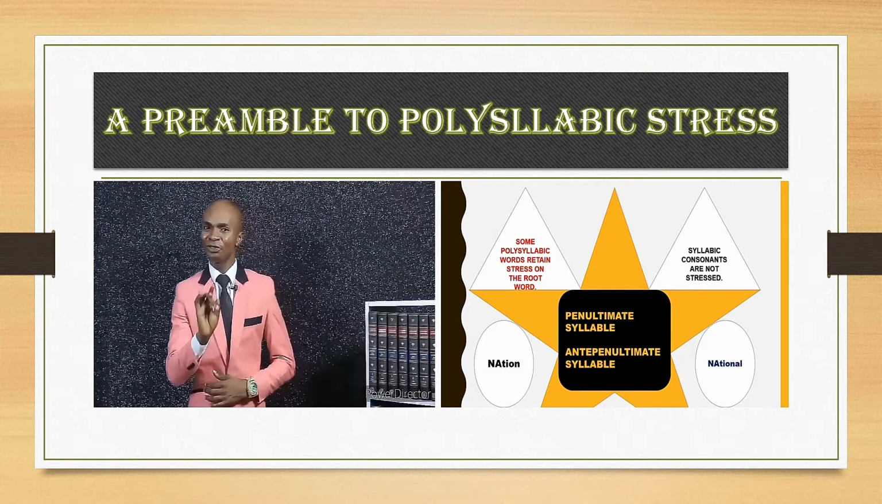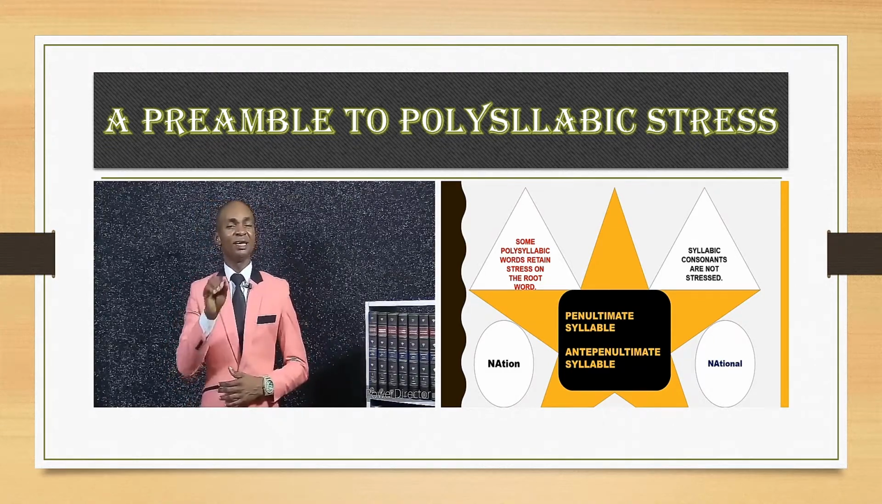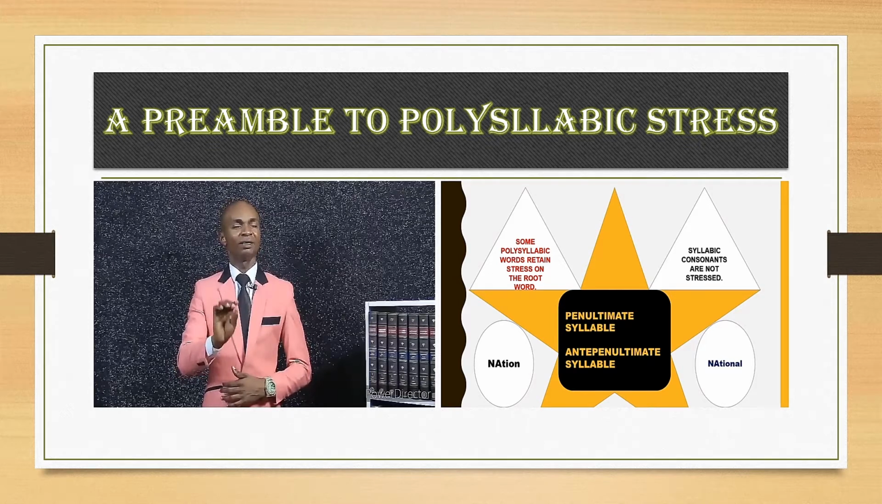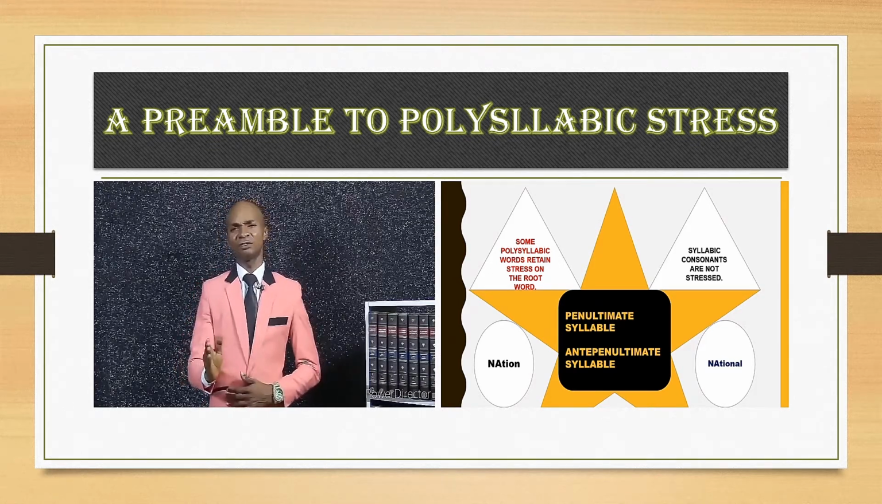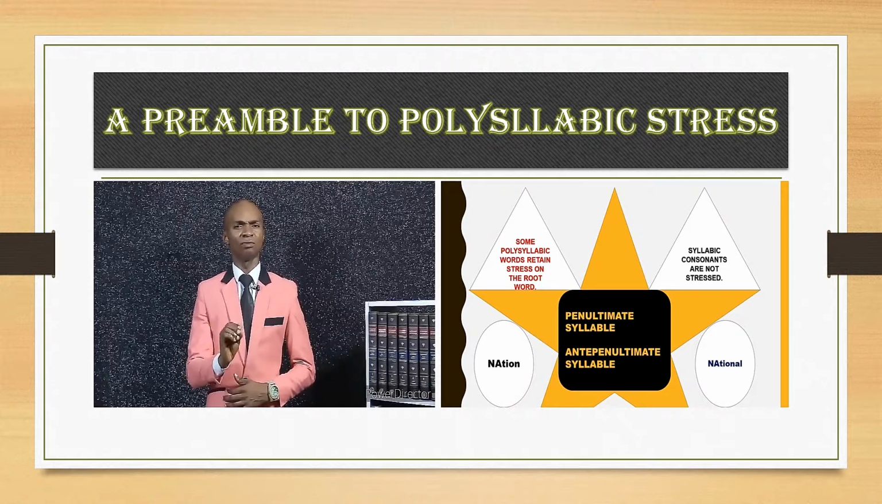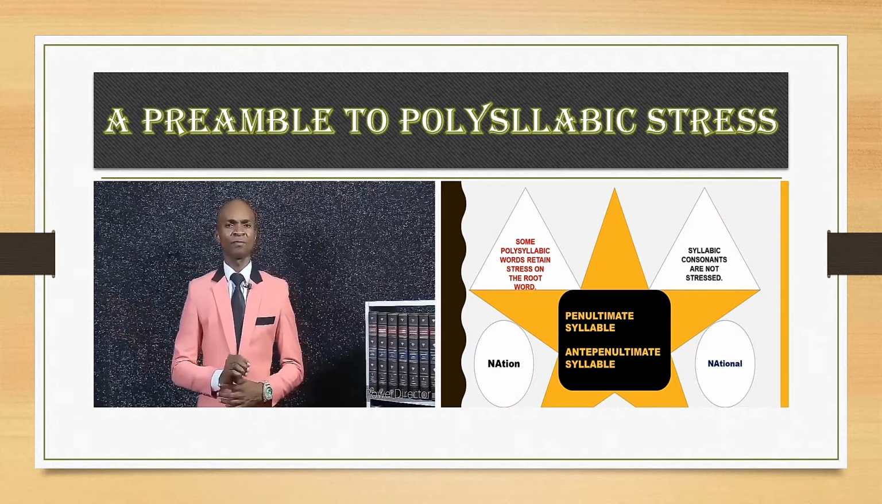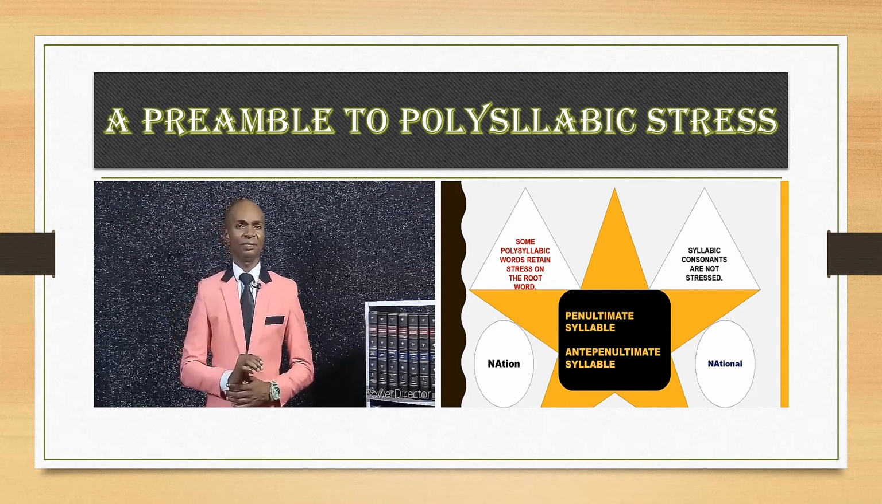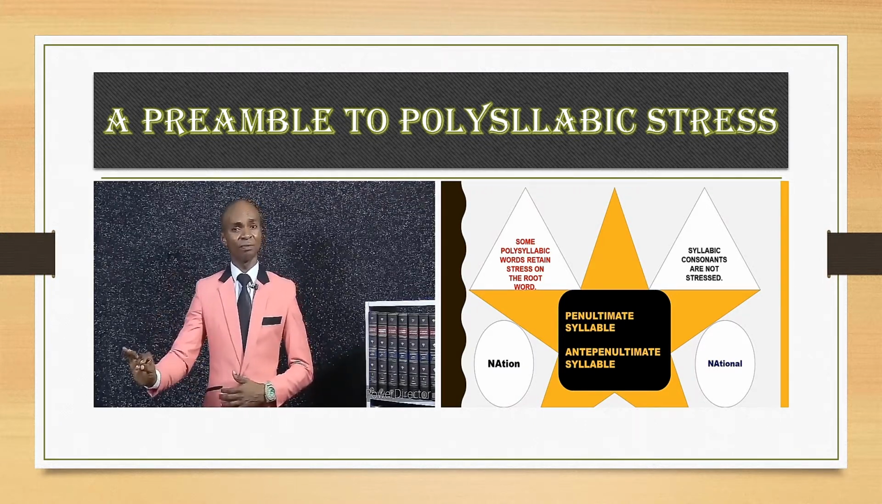Now, another thing you should understand is that some polysyllabic words retain stress on the primary word. Let me give an example. The word nation is stressed on the first syllable, that is the NA. Now, if I add AL to make the word NATIONAL, I have the word national. The stress is still on the NA. The reason being that the second syllable is a schwa. Since it contains a schwa, we cannot place stress on a syllable that contains a schwa.